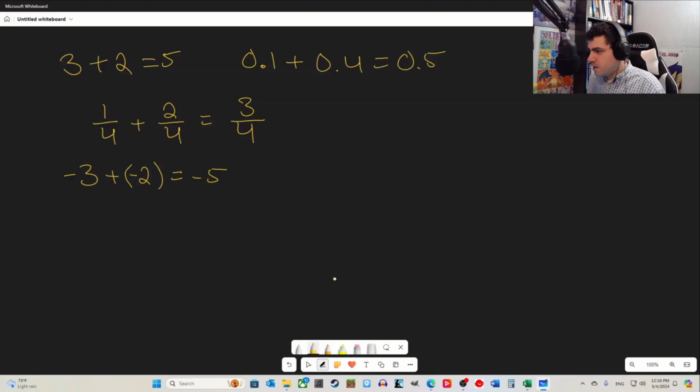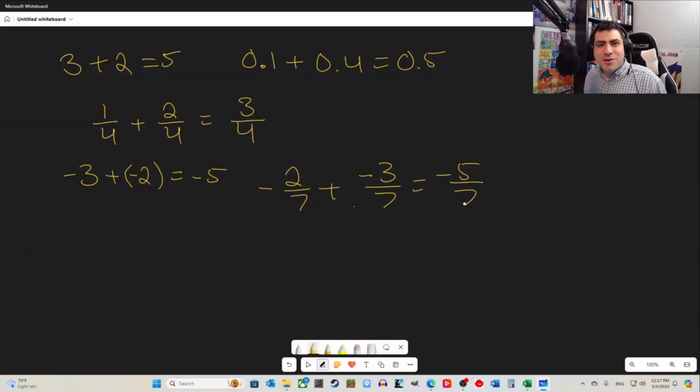Not at all. Same with decimal numbers, same with rational numbers. Say we had negative 2 over 7 plus negative 3 over 7. What does this give us? Without realizing, I used the same numbers, negative 2, negative 3. I didn't even realize it. This gives us negative 5 over 7. You keep the sign. If the signs are the same, you keep the sign.